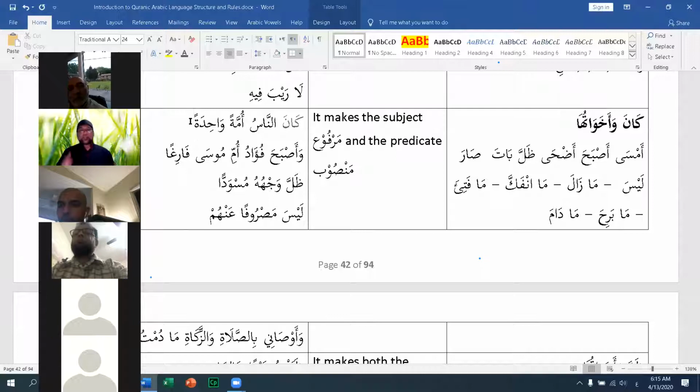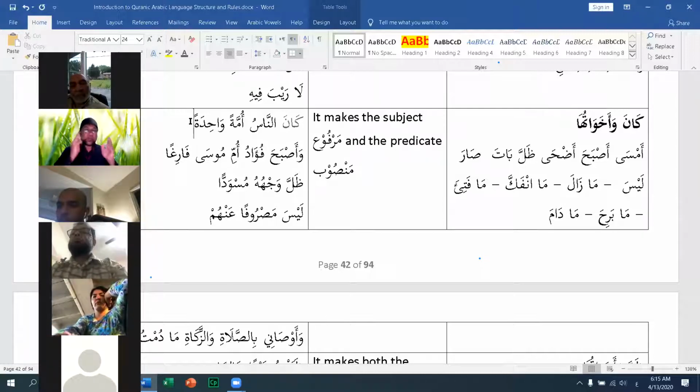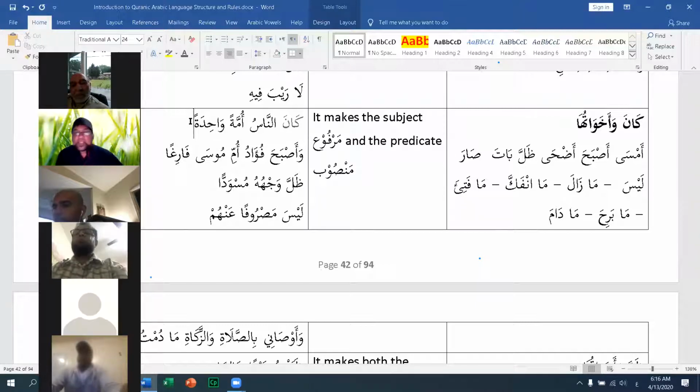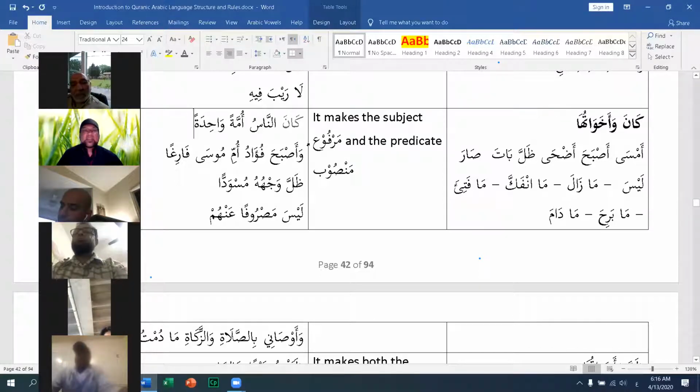So the mubtada is the ism of kana and it's marfu', and the khabar is the khabar of kana and it is mansub. So that's the opposite effect, and it's easy. All the sisters of kana perform the same action. Just like kana, the rest of them do the same thing.